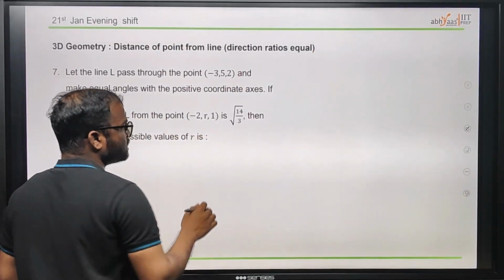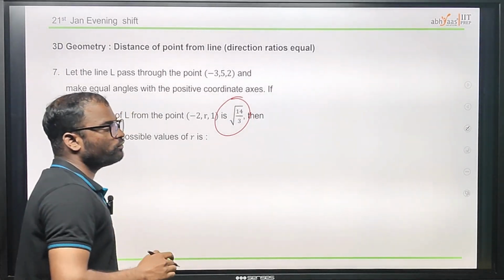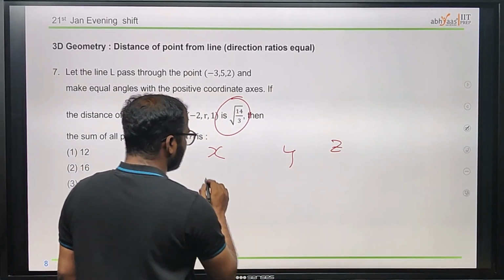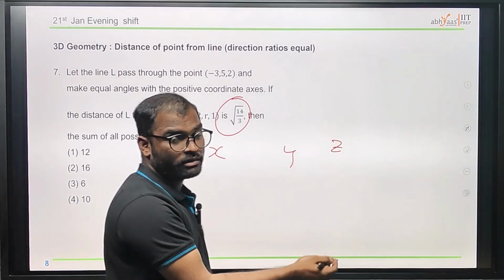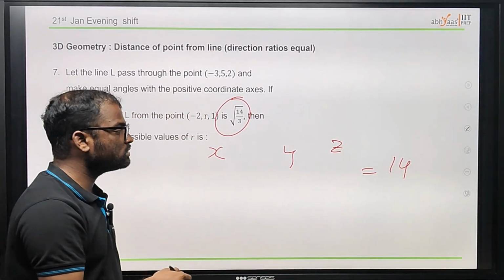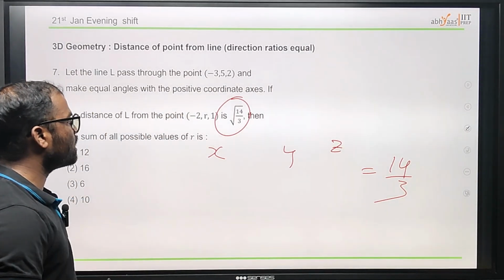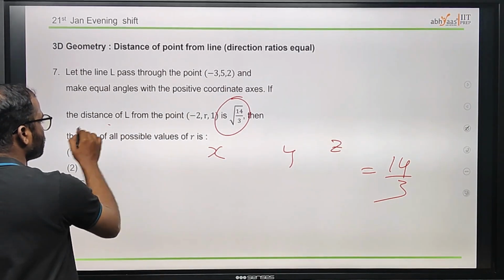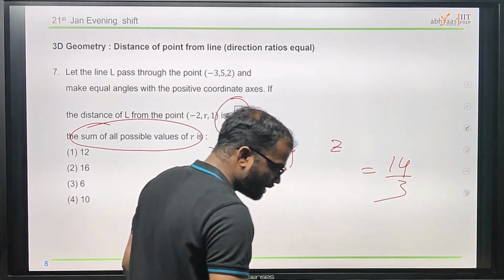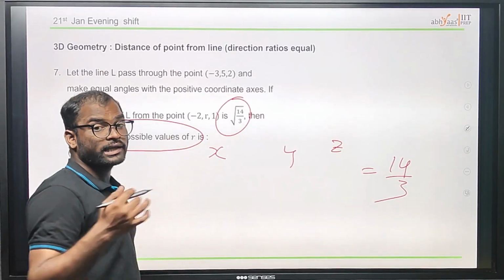After finding that, we will use the distance formula. The distance is root 14 by 3, and we have the sum of x2 minus x1, y2 minus y1 and z2 minus z1. Since we have root 14 by 3, we square on both sides, then we will have 14 by 3. After that we need to take the sum of possible values of r. If we do that, we will get a quadratic equation.